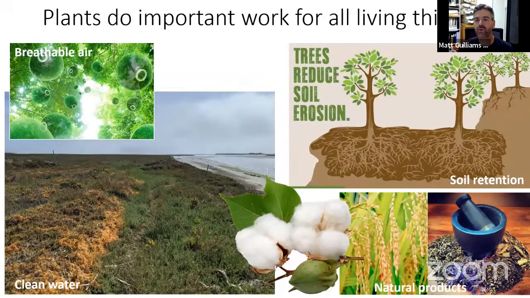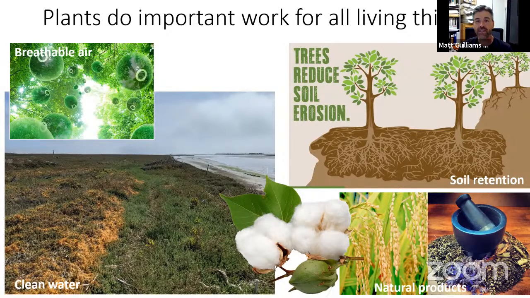But they do important work for all living things. Plants are responsible in part for the oxygen in the air we breathe. Plants are responsible in wetland settings for slowing down the velocity of water, helping to filter water. We know firsthand here what can happen when we don't have soils, when we don't have plants stabilizing the soils. After a fire, for example, we really can appreciate the vital job that plants are doing at soil retention.